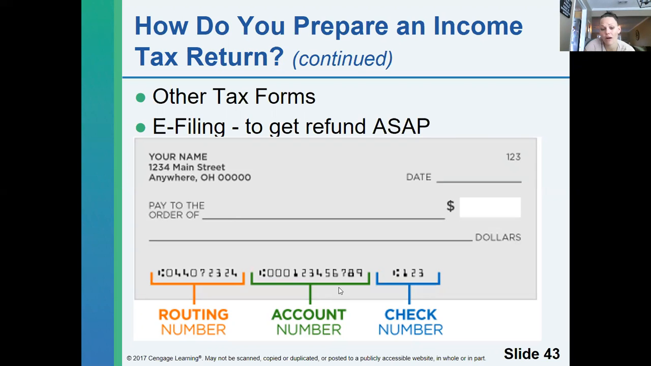They're on the bottoms of checks, but when you get your account information, you get it. Or if you ever forget, you can just go in there and say, hey, I need this information.